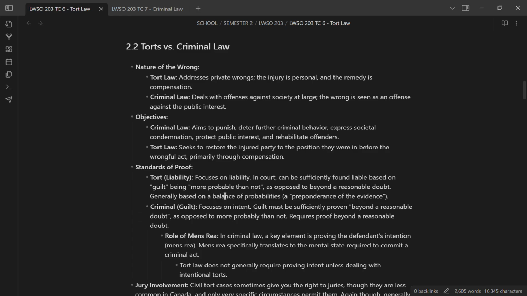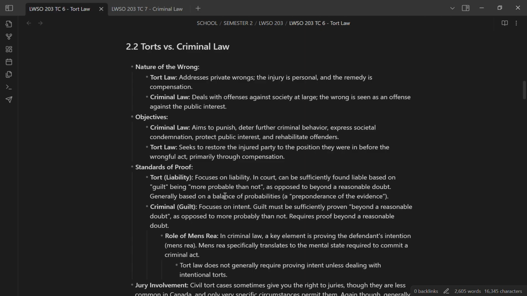And through that, again, the objective of criminal law is to punish and deter criminal behavior, express societal condemnation through general deterrence or specific deterrence, expressing personal condemnation. It's about protecting public interest and even at the end of that process rehabilitating the offender.